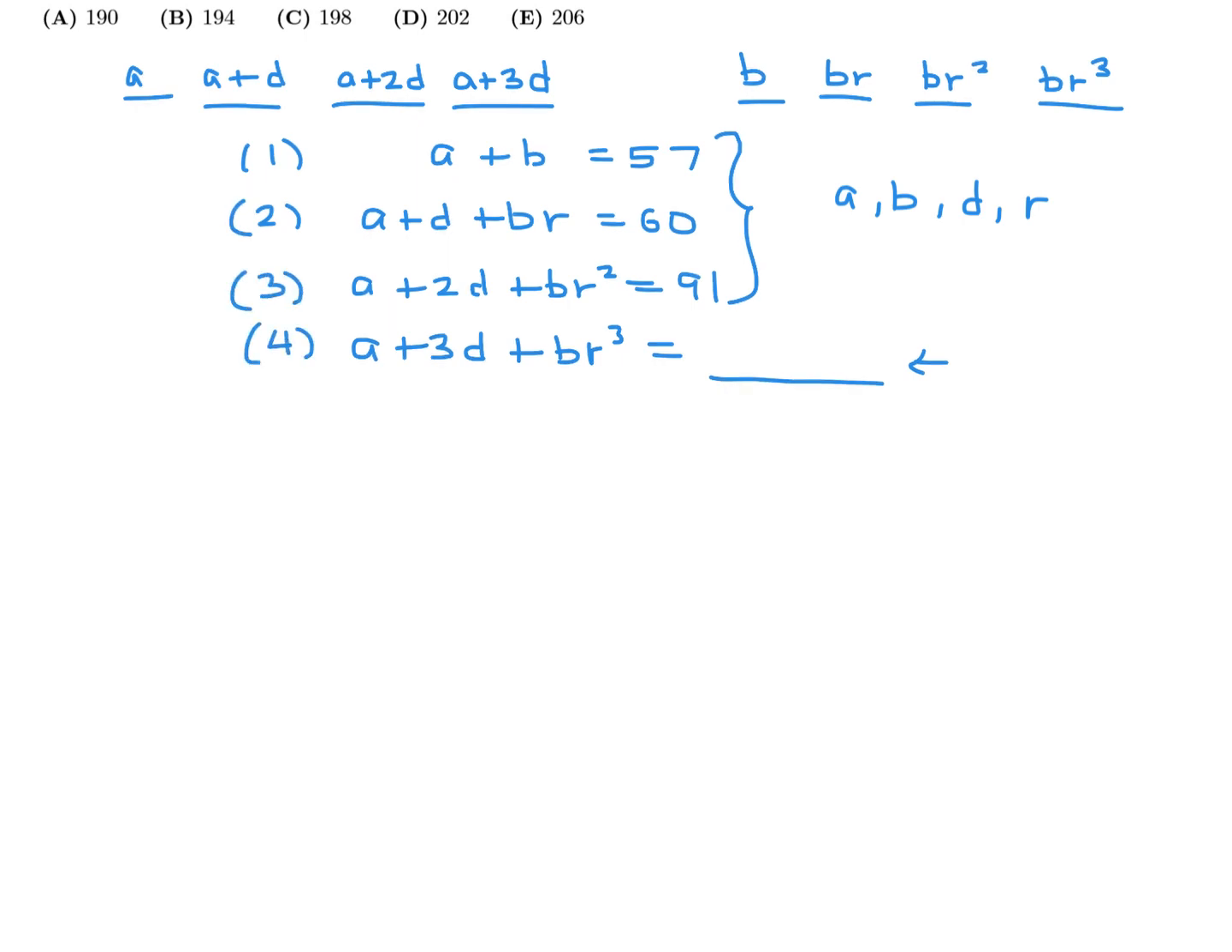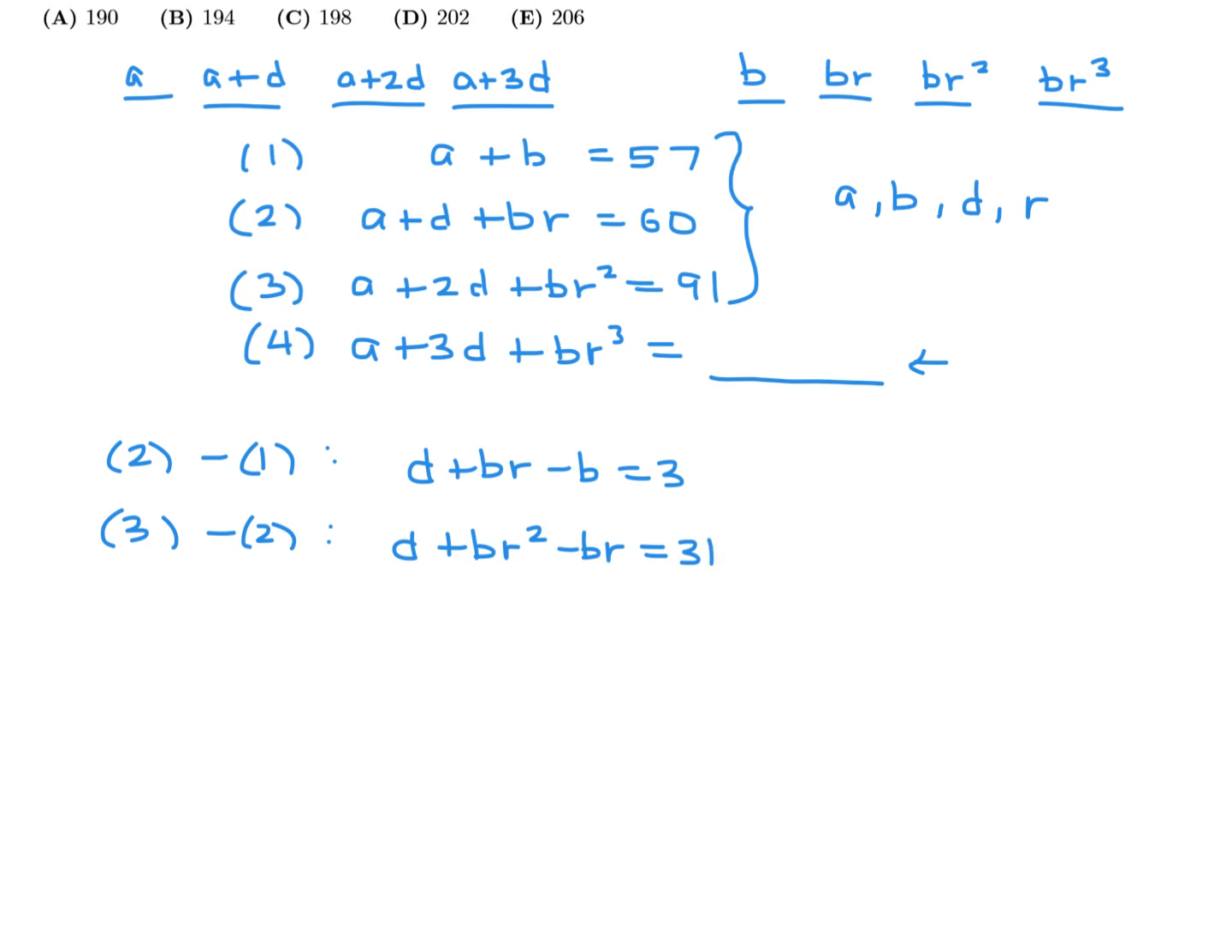Okay, so let's do some algebra. Equation 2 minus equation 1, that will give me D plus BR minus B is equal to 3. Equation 3 minus equation 2, that's going to give me D plus BR squared minus BR is 31. Now, so where do I go from here? Let's call this equation 4. Let's call this equation 5 because I think I can work with those two. 5 minus 4, that's going to help, I think.